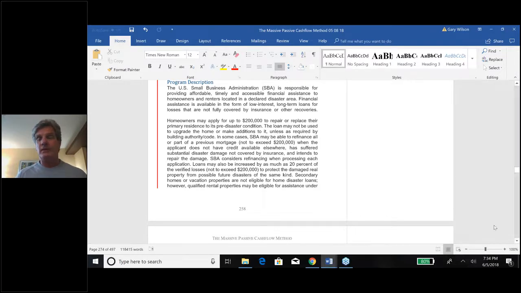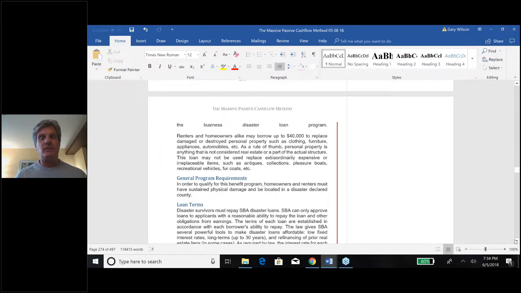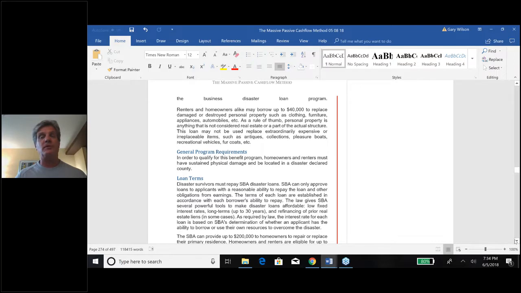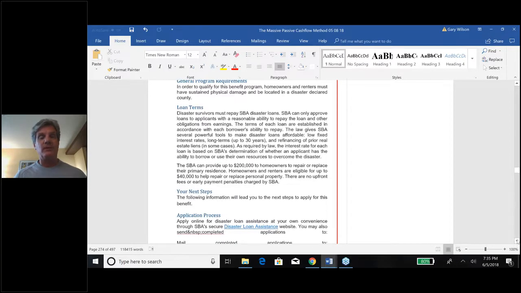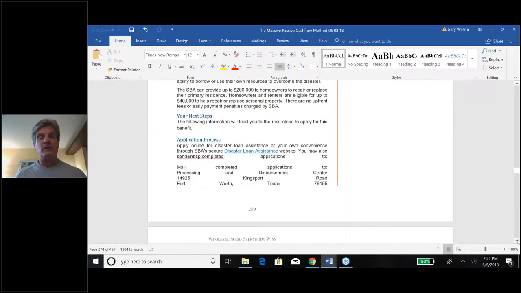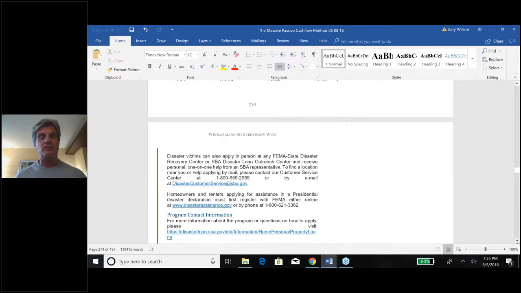Okay, so let's move on here. The Small Business Administration. By the way, it says here, I forgot about this, renters can also borrow up to $40,000 for damaged or destroyed personal property. So if you have a rental property that's been damaged, your renters can also apply for small business loans. In any case, it talks about the loan terms. They can go up to 30 years. $200,000 for the structure, buildings, and improvements, and the $40,000 is for your personal belongings. So in any case, that's the Small Business Administration.